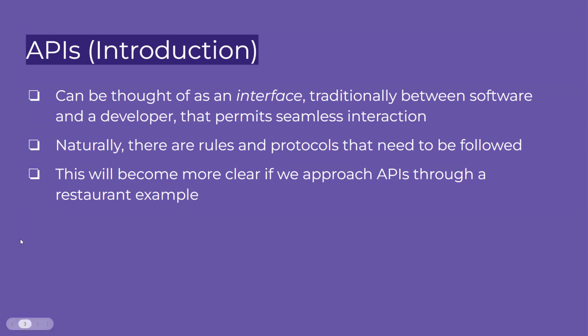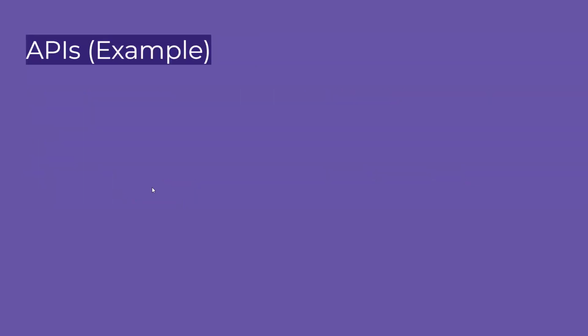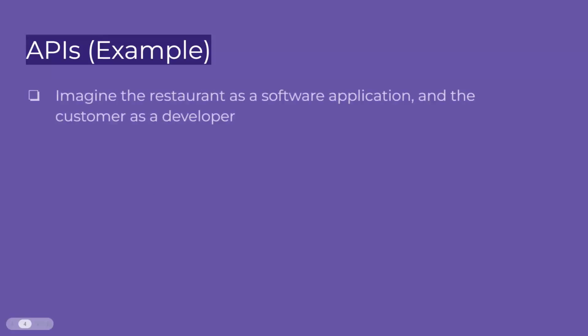All right, so let us go to the next slide. So we're going to talk about a restaurant. The restaurant's going to be our example. So I'm going to introduce the analogy of a restaurant that will make this more straightforward. And in this analogy, we're going to think of the restaurant as the software application and the customer as a developer. So you might be thinking, what's the API?